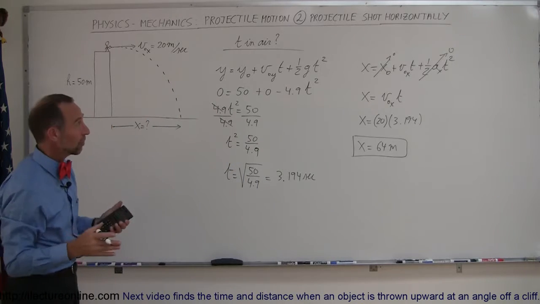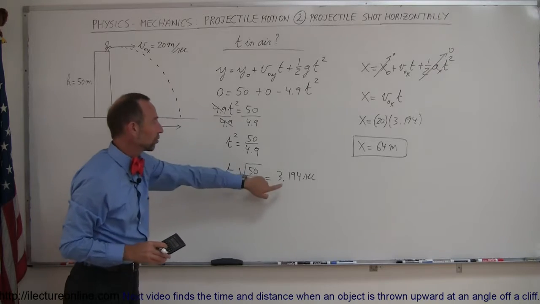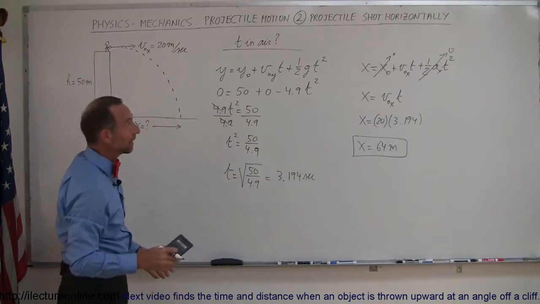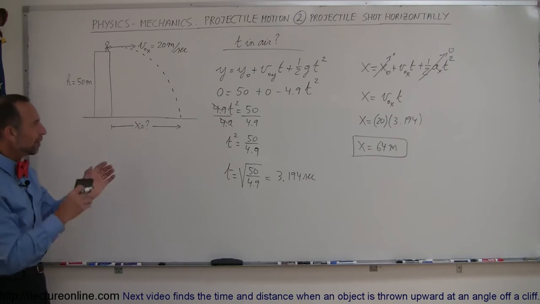So again, notice the strategy. Find time in the air first. Use this equation to do so. Once you have the time, then use this equation to find distance in the x direction. And that's how you do a problem like this.